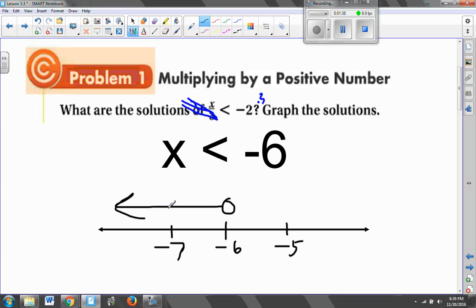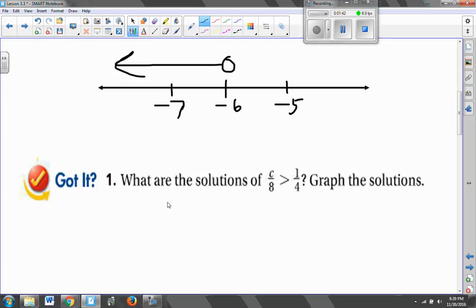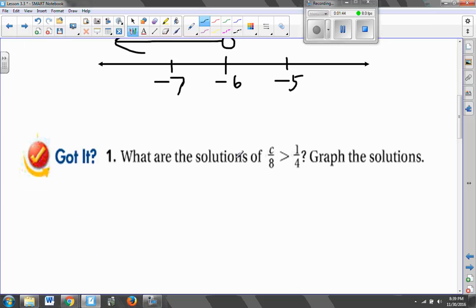I've got one for you to try here, solving by multiplication to get a variable by itself. I'd like you to solve this. C divided by 8 is greater than 1/4. So get the C all by itself here, write that inequality, then graph the solutions. Once you have that done, come on back, unpause the video, and I'll show you what we should have.